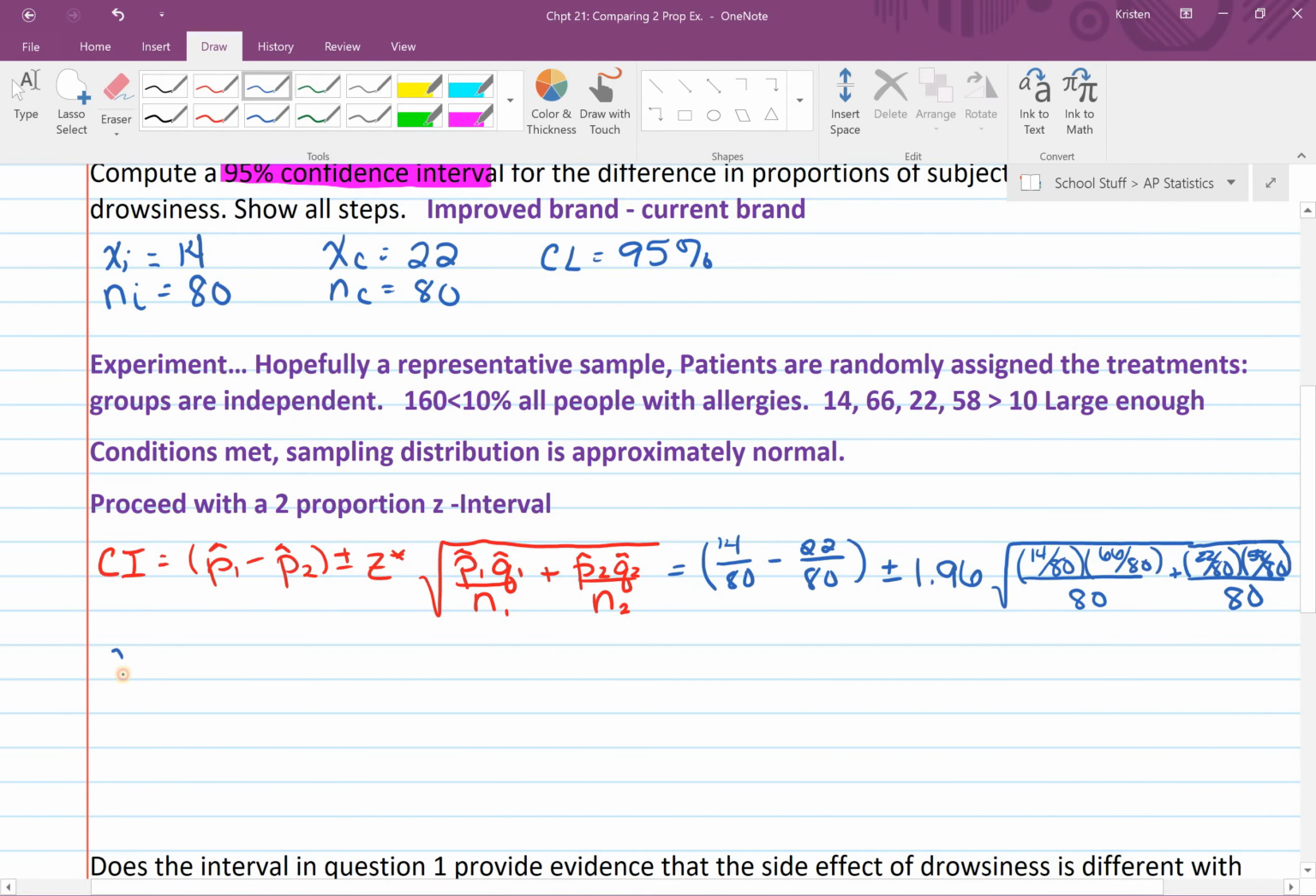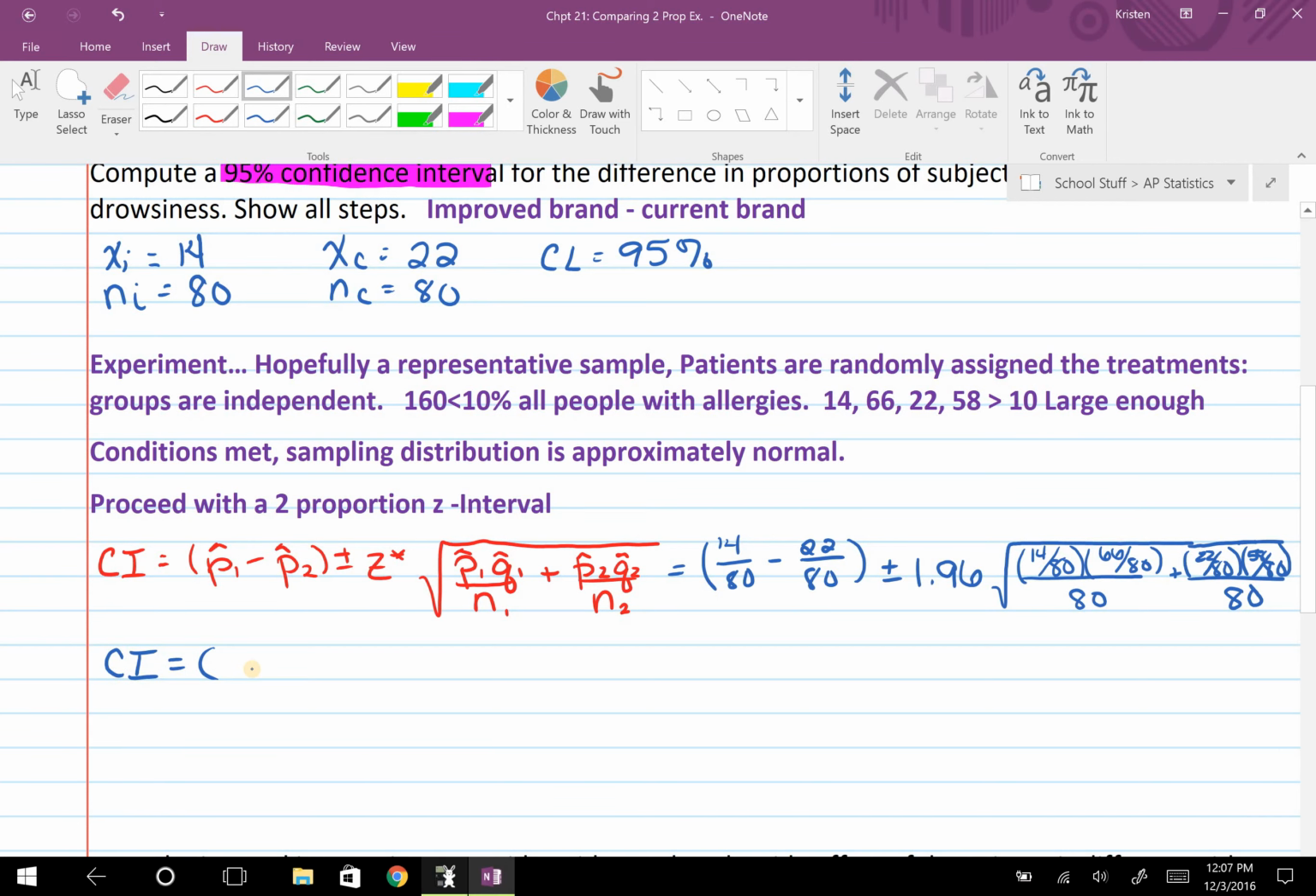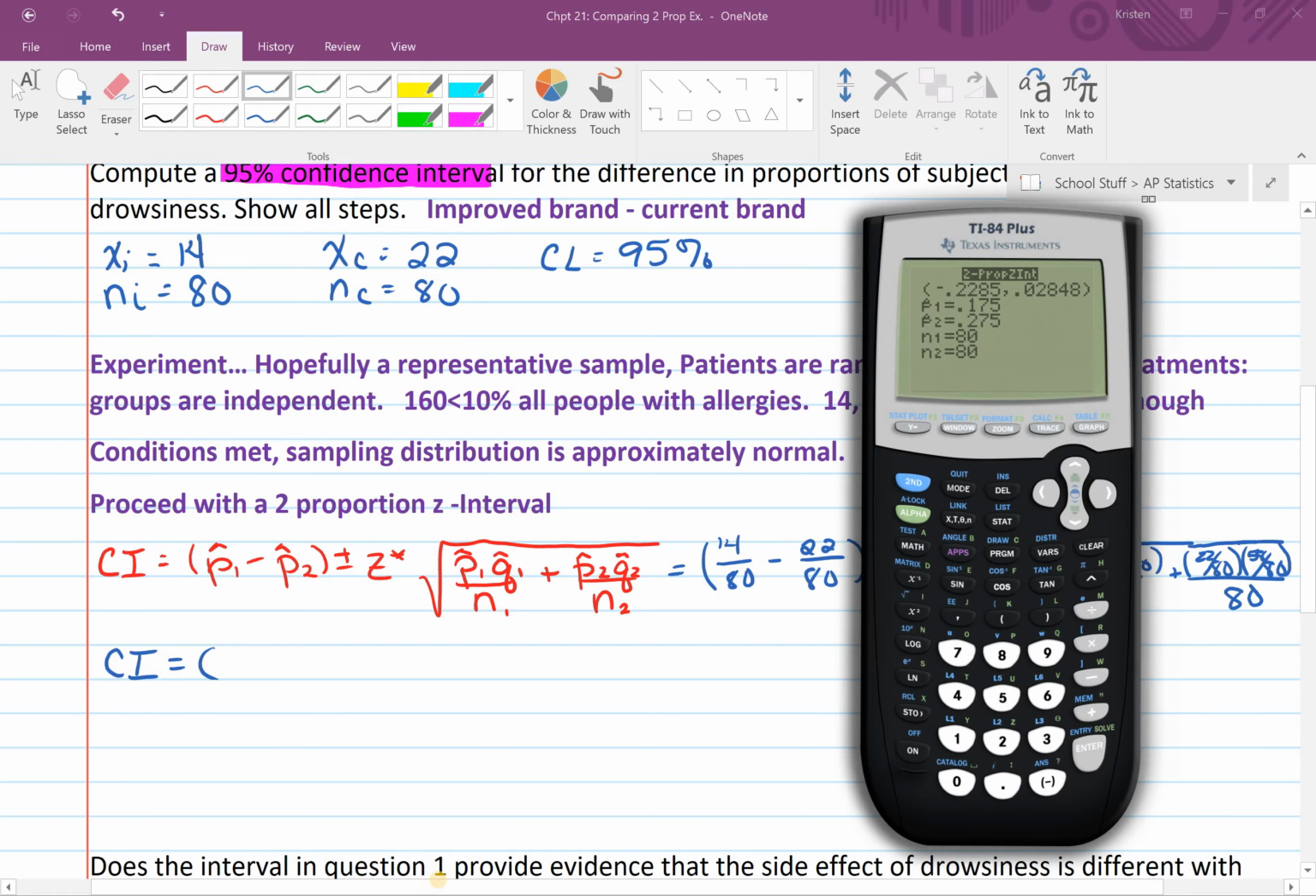So I get to say that my confidence interval goes from, and you want to make sure that you get your signs accurate, I believe the first one was negative, so let's check. Negative 0.228 to 0.028. Negative 0.2285 to 0.0285. Okay.